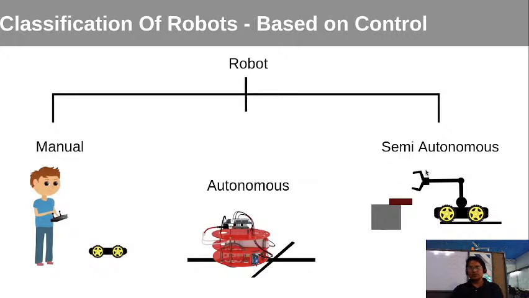Okay, there is one more real-time example of semi-autonomous that we actually use in our home. Can you guess what that is? One of the semi-autonomous applications we are using in our home.